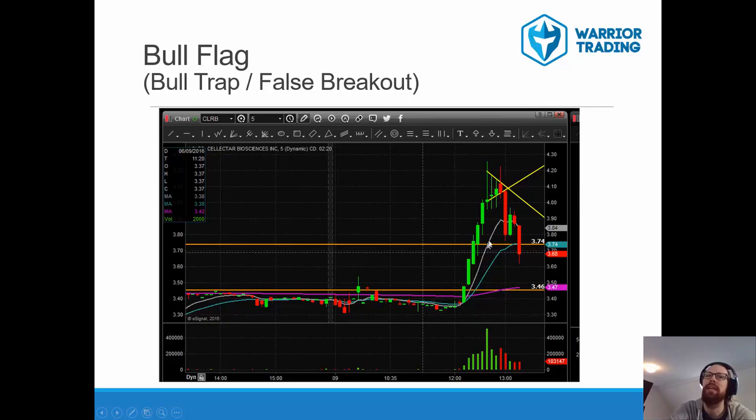It's really extended off of our 9 moving average. Number one, and number two, we have 3 doji candles in a row. So what do doji candles tell us? They're candles of indecision, right? So when you see a stock this extended and you're seeing 3 candles of indecision, it feels a little risky.